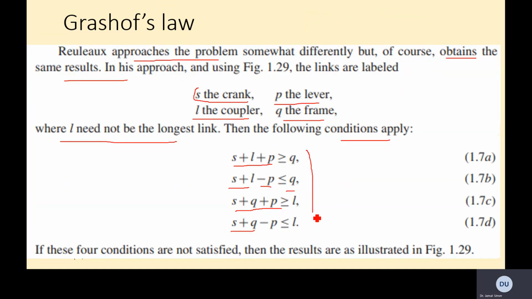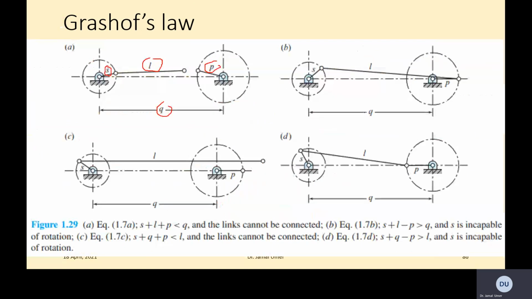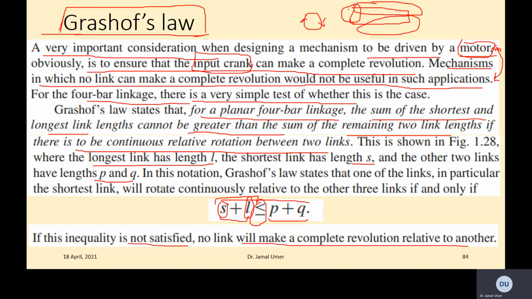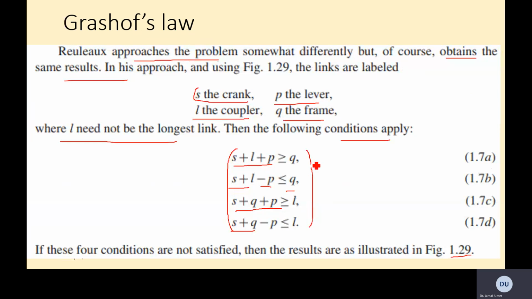If you read it carefully, all these four equations are variations of the major equation, so you can write it in four different ways. If these four conditions are not satisfied, then the results are as illustrated in figure 1.29. So what would happen then?